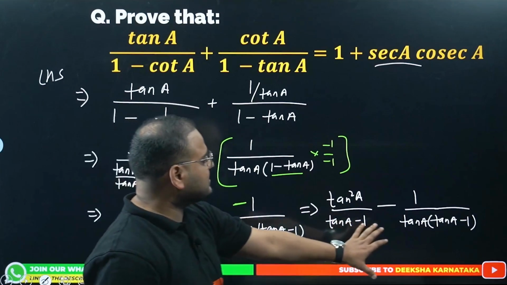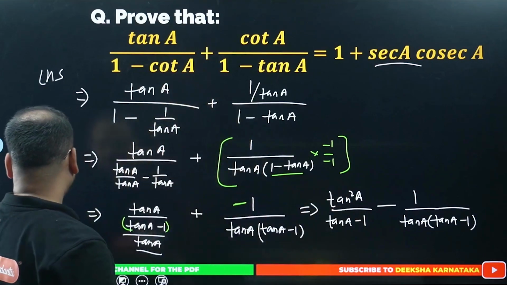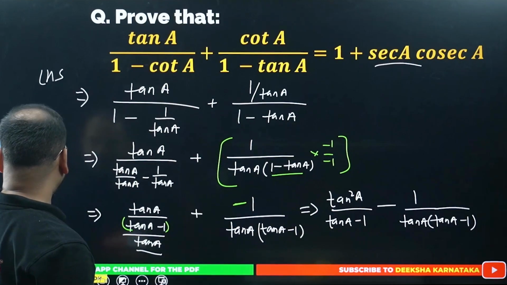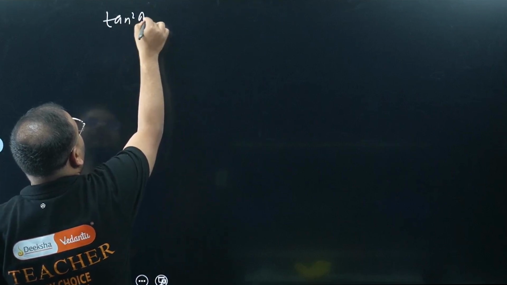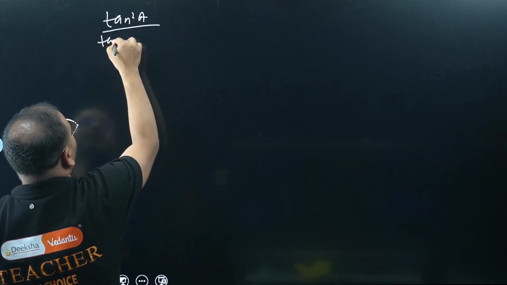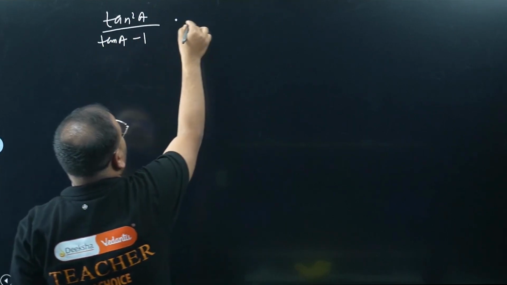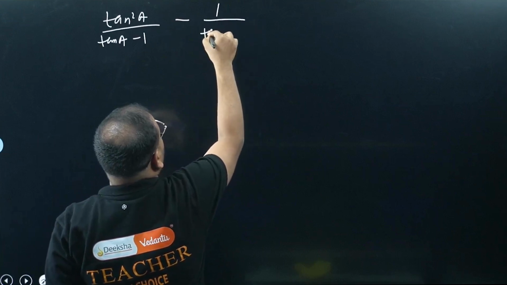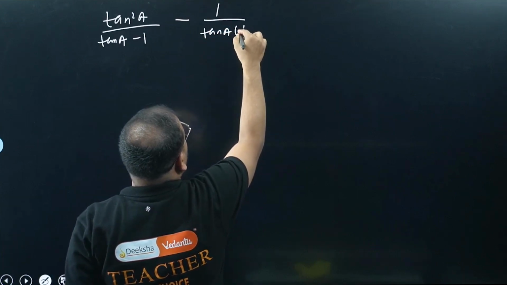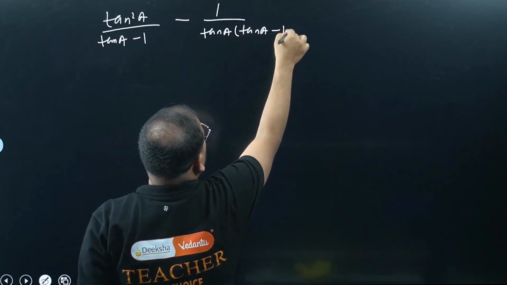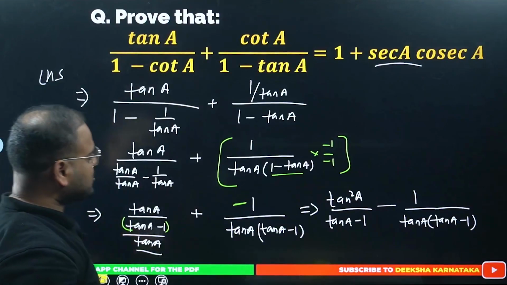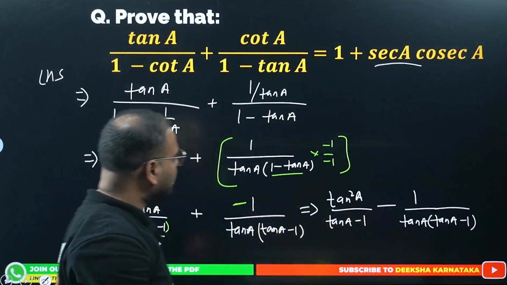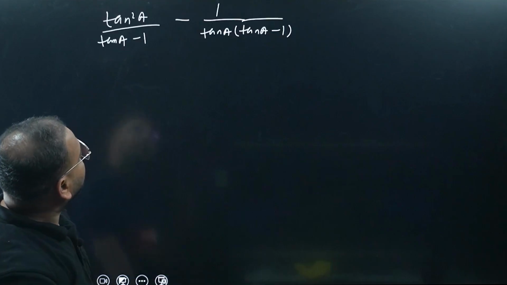Now I'm going to write this thing on the next slide. So help me write it. Tan square A by tan A minus 1 minus 1 by tan A into tan A minus 1. I hope I've written it right. Let's cross check. Tan square A by tan A minus 1 minus 1 by tan A into tan A minus 1, yeah, it's right.